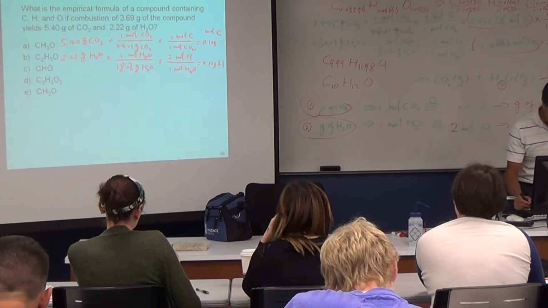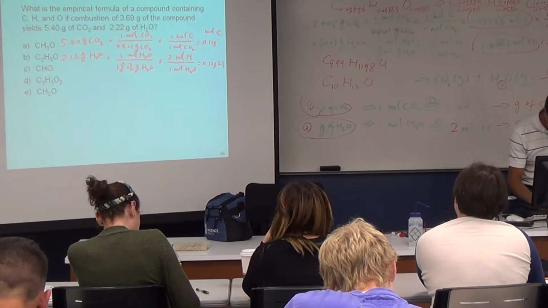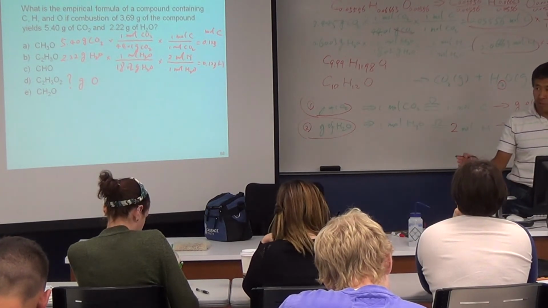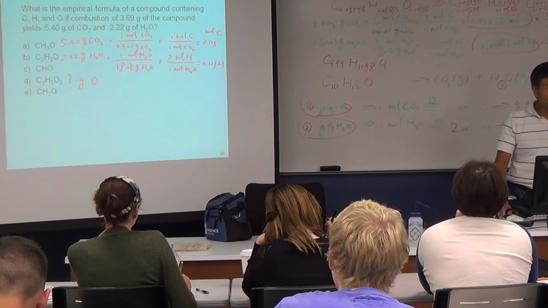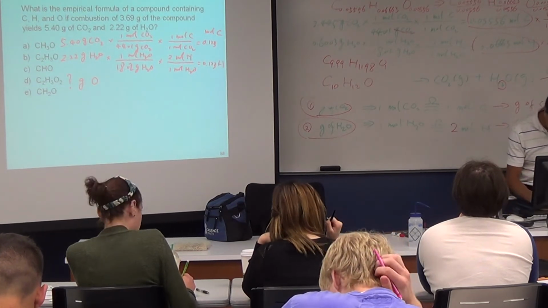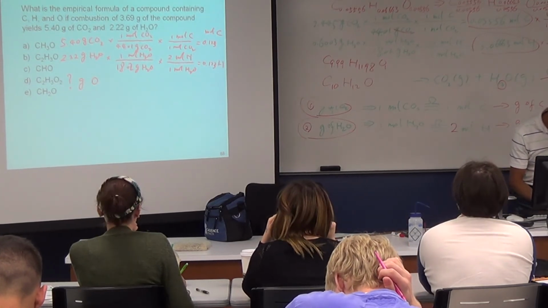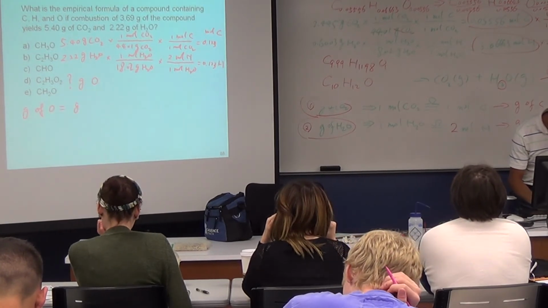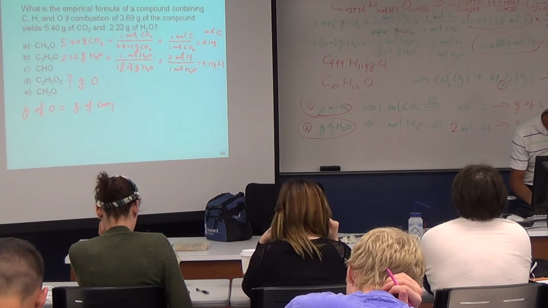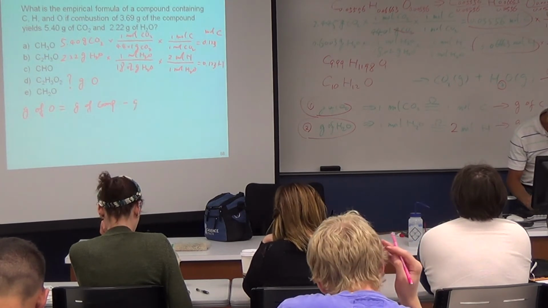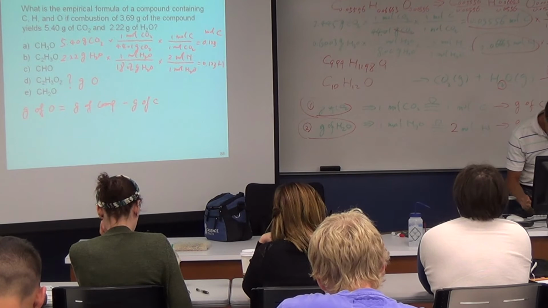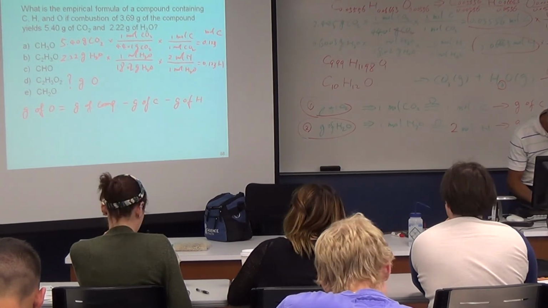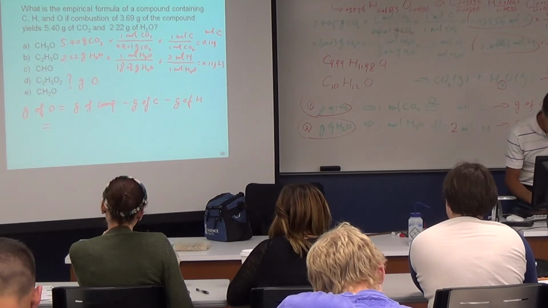Right? Now we have to find out another question: what is the grams of O? If we know the grams of O, we're repeating these few steps. So the grams of O will equal the grams of the compound minus the grams of C minus the grams of H. Right? And do we know the grams of the compound?